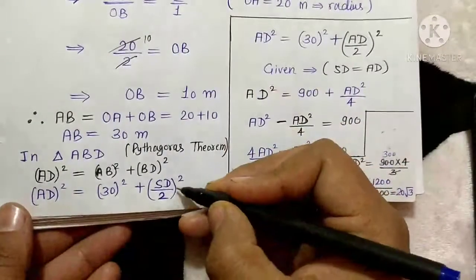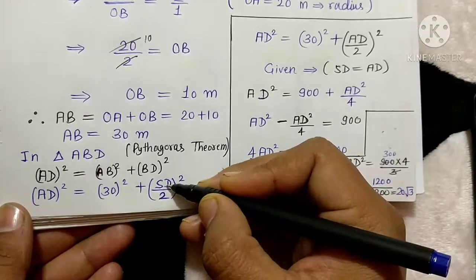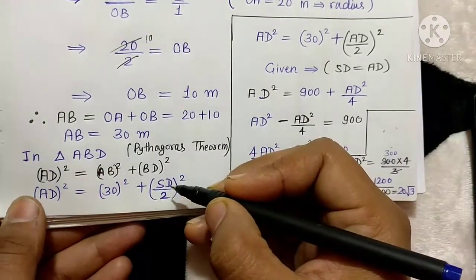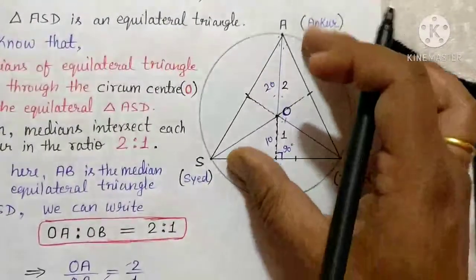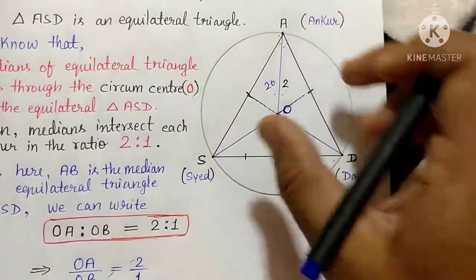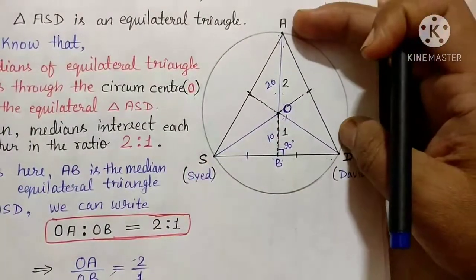So I have written SD upon 2. Half of SD means SD upon 2 in place of BD. Okay. Now one more thing we have noticed, that all three sides are equal. It means SD equals AD, and AD equals AS. So in place of SD I can write AD once again.